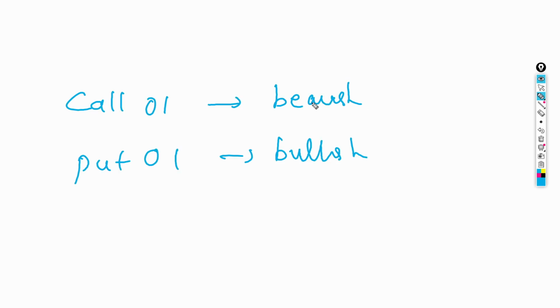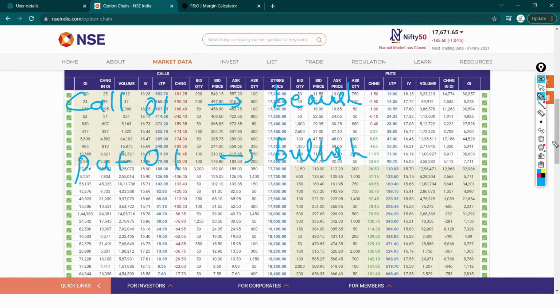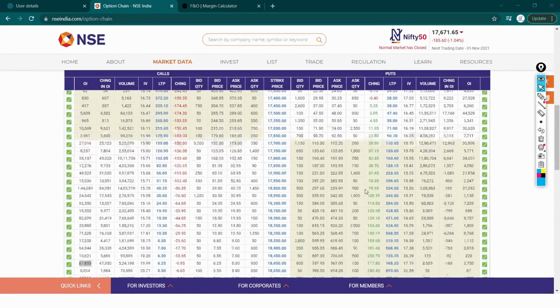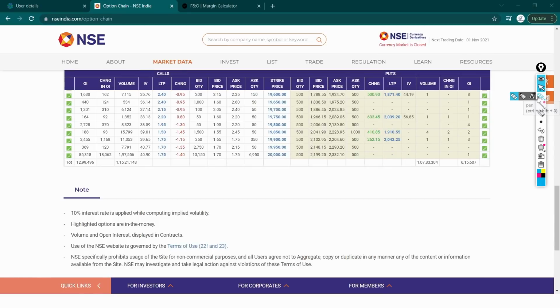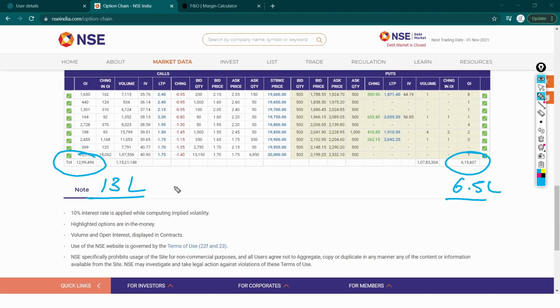So we understood two things. Call OI very high is bearish. Put OI very high is bullish. Right? So now coming back to the option chain over here. If I scroll down, you can see the total open interest. Totally on the call side, there is 13 lakh OI, and on the put side, there is 6.5 lakh OI. So now we already understood one thing. Higher call OI means bearish, higher put OI means bullish, right?